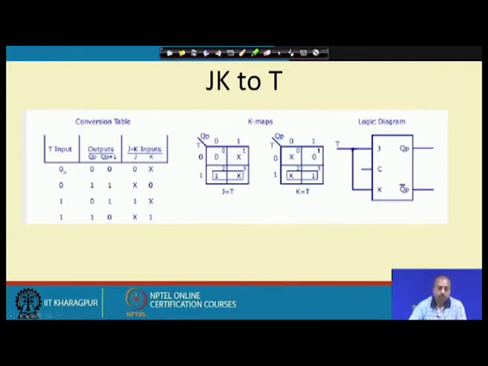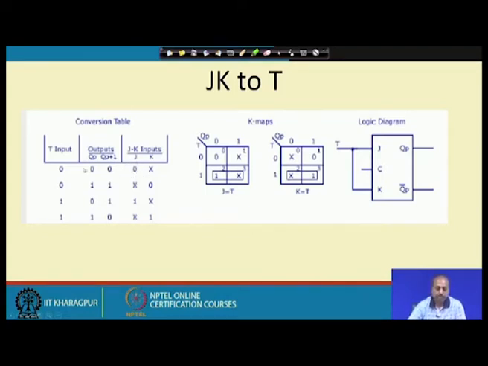So, for T equal to 0, if the previous value is 0, the next value is also 0. Similarly, if the previous value is 1, the next value is 1. Whereas if the T input is 1, if the Q value was 0, now it will become 1, and if it is 1, now it will become 0. If T is 1 and Q p is 1, then it will become 0.